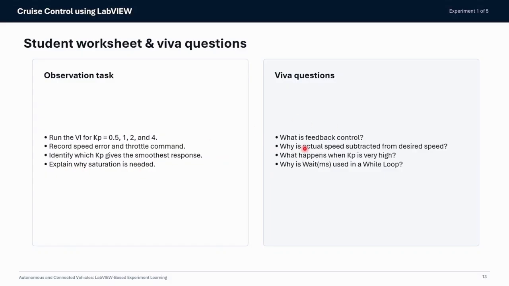Some basic viva questions: What is feedback control? Why is the actual speed subtracted from the desired speed? What happens when KP is very high? Why is the wait used in the while loop? So these are all basic understanding questions.